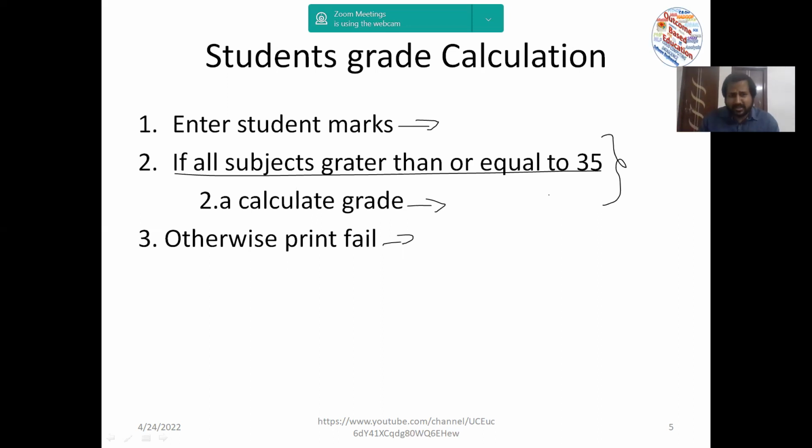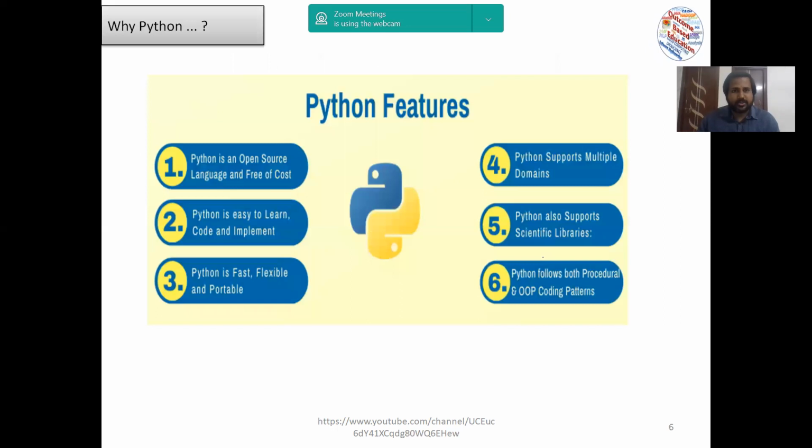So these algorithms are useful for developing in any kind of programming language. Either you are using C language or Python language or Java language, any kind of programming language you can use to solve such kind of problems when you convert it into an algorithm. So now in this series of lectures, we'll see the Python programming language to solve the above problems.